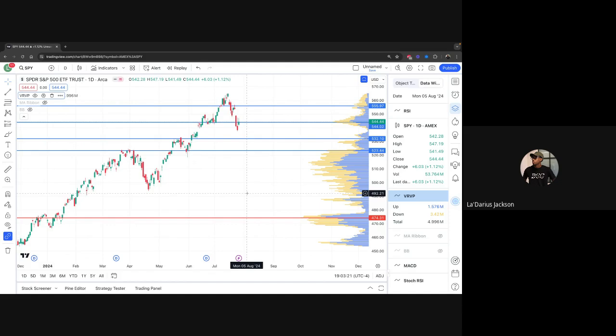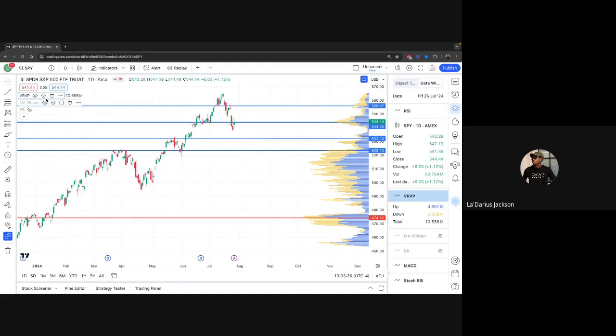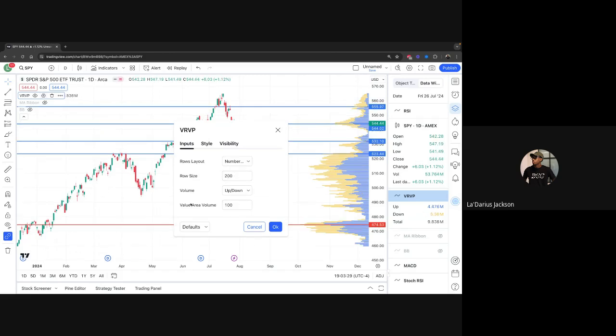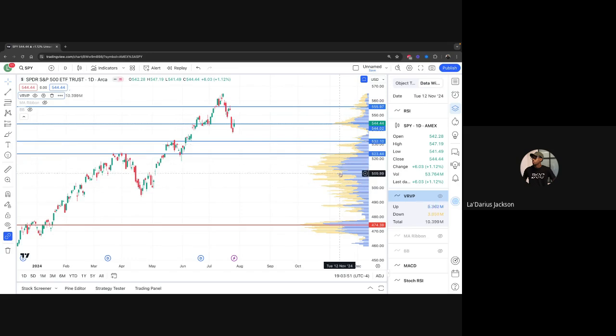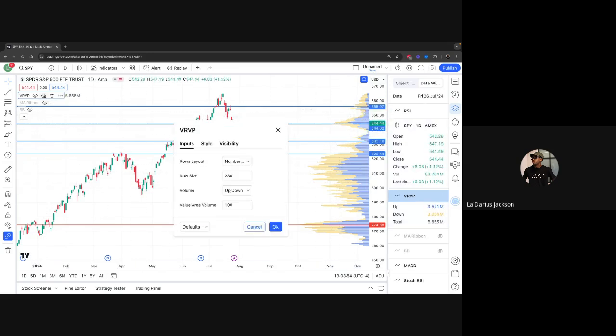So you can niche down with it, right? You can get it even more particular if you wanted to. And again, that's if you change the row size. You can keep the value area volume the same to keep it less complex, because if you change this, it's going to start to get a little funky. But if you leave this on the default setting, change the row size, you can get a little bit more granular. And that's good for if you're trading on lower time frames. On the daily, you may not need to have 280 rows like this. You may not need all of this, but that's how you would do it. Answer your question, Ty?